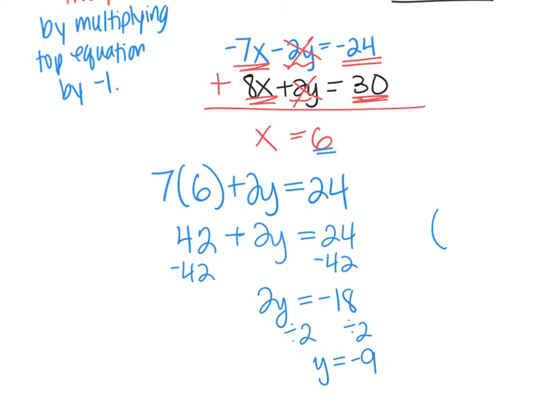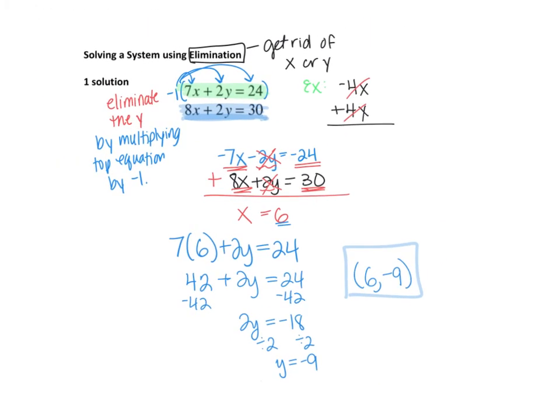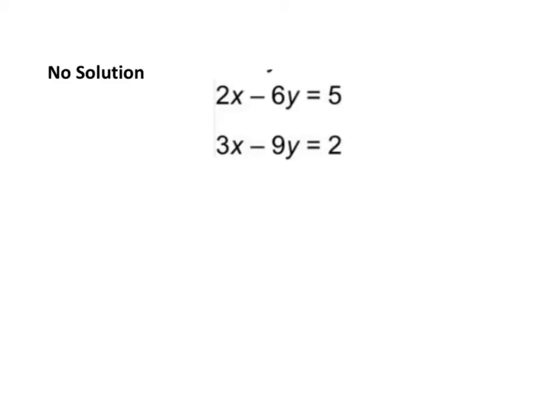And just like the others, we write it as an ordered pair. 6, negative 9 is our solution. There is one solution. Like we said, it is where the two lines cross if we were to graph them, and that point is at 6, negative 9. All right, so we just did what one solution looks like.